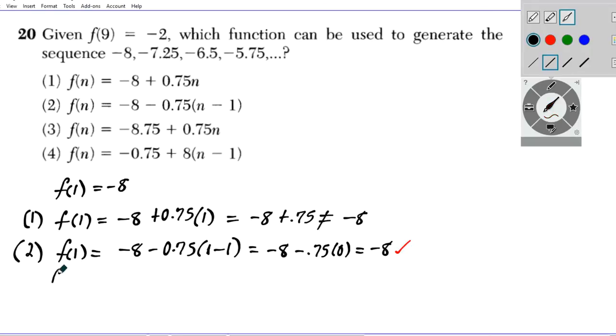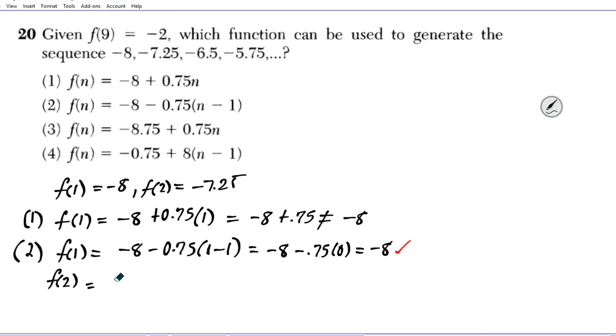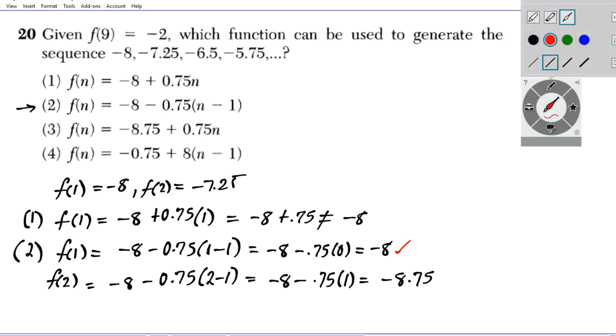So for f of 2, it should be what? F of 2 should be negative 7.25, okay? So if we plug in 2 here, do we get the same answer? Plugging it into this function here, so we have negative 8 minus 0.75 times 2 minus 1. So negative 8 minus 0.75 times 1. If you work this out, you get negative 8.75. And that is a fail right there, so that's wrong. All right, let's move on to option 3.